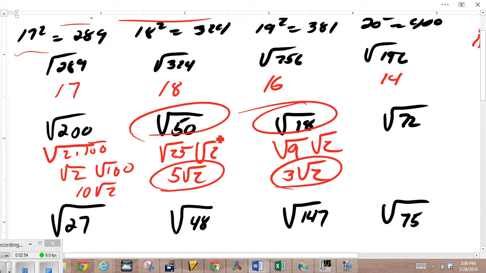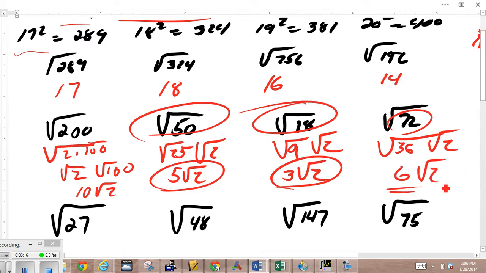72, well, again, most of the numbers we're going to give you are twice or 3 times a perfect square. So if you can't find the perfect square going in, think about dividing by 2 or 3 and seeing if a perfect square comes out. And sure enough, 36 and 2 is what this breaks down to, so it's 6 the root of 2, or 6 radical 2, as we sometimes say.